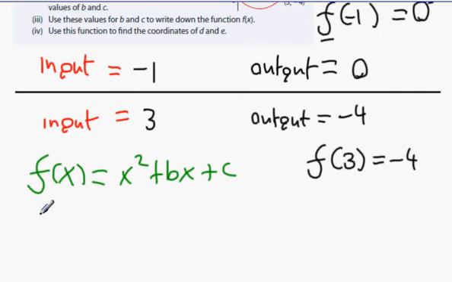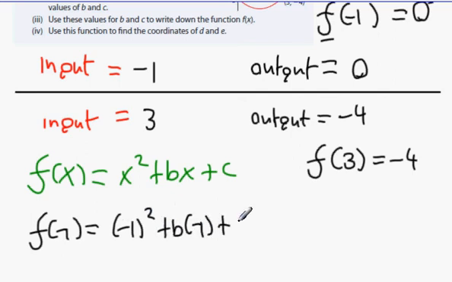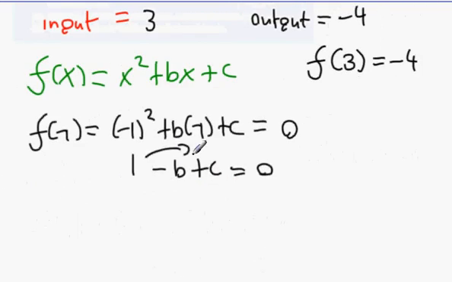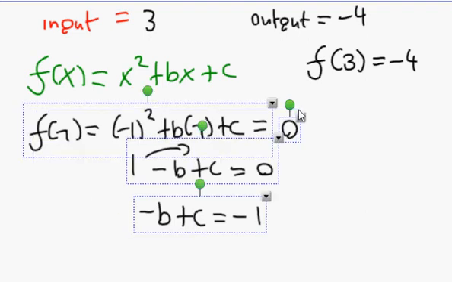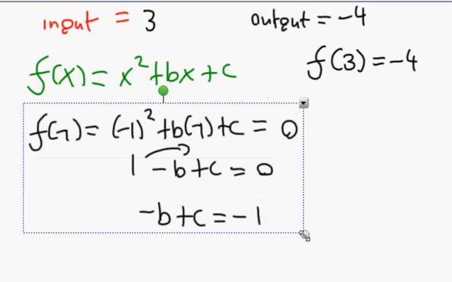Alright, f of -1, lads. Replace all x's with -1s. And the answer is? What's the answer? 0. Now we're going to get 1 minus b plus c equals 0. Move the 1 out the other side. We get minus b plus c equals -1. Happy enough with that? Okay.